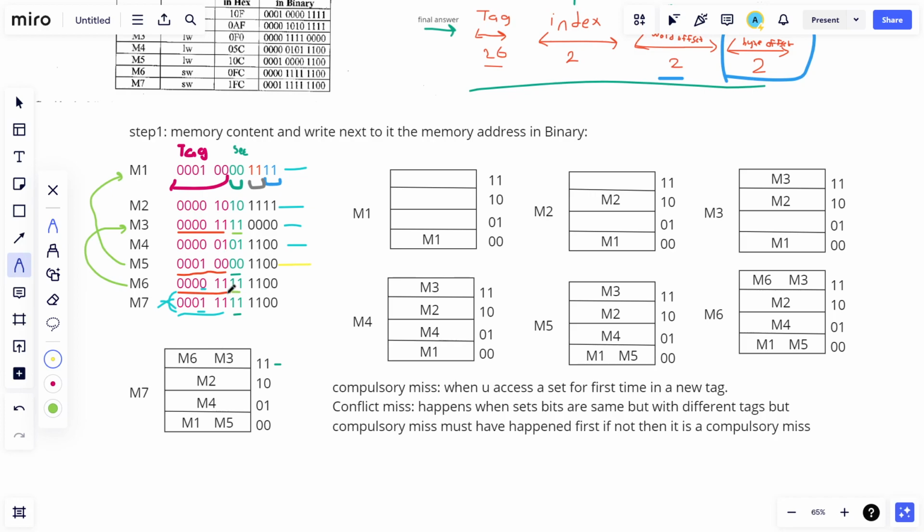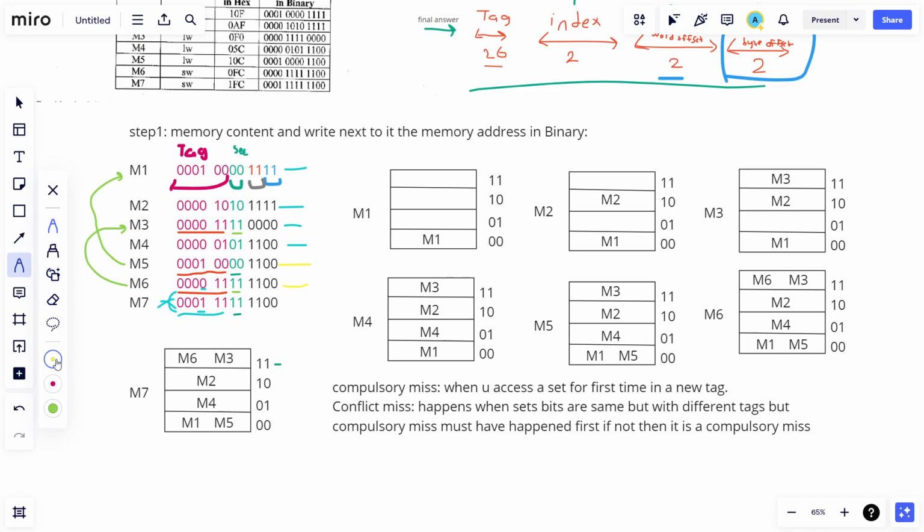M6 is the same thing since we accessed the tag before: 000011 with M3, 000011. Are they the same sets? Yes, it's 1 1 and 1 1, so this is a hit. Now, is this a compulsory miss or a conflict miss?